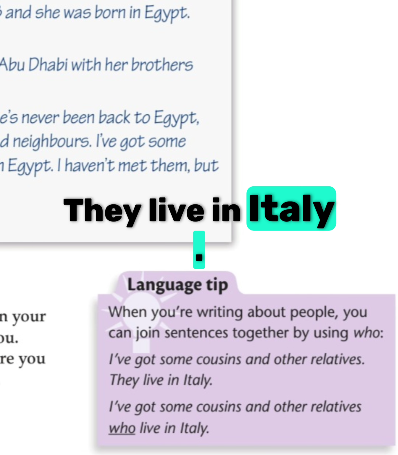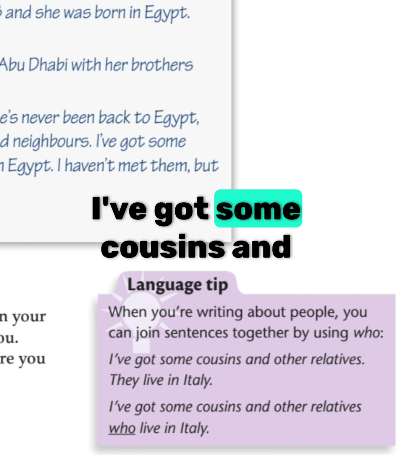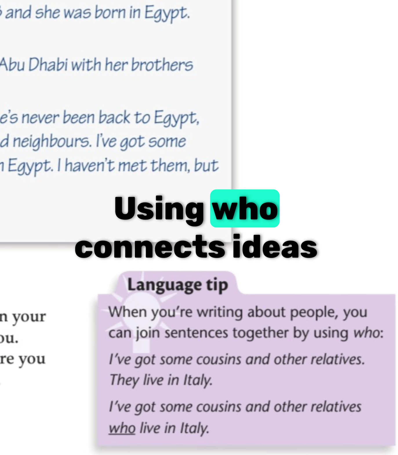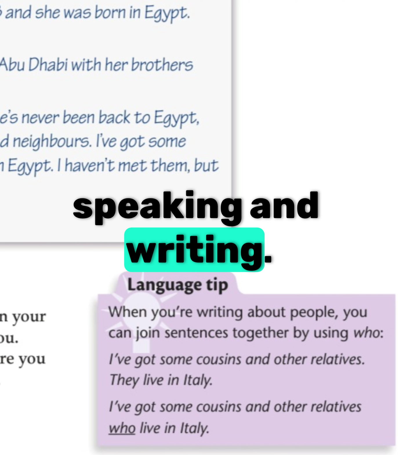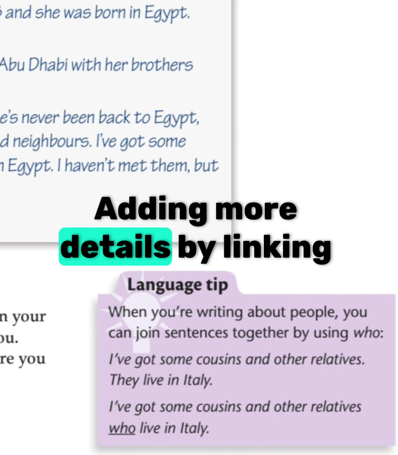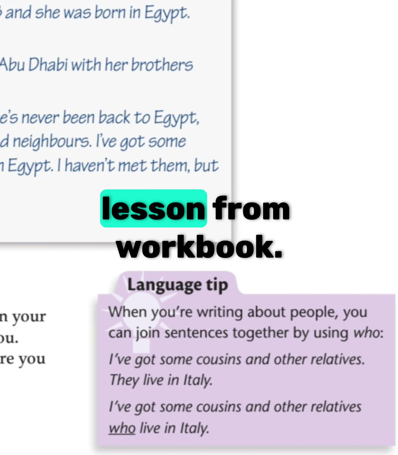They live in Italy. We can combine these sentences by using who. I've got some cousins and other relatives who live in Italy. Using who connects ideas smoothly, which is helpful in both speaking and writing. Try this when describing family members, adding more details by linking sentences with who. The video will continue the lesson from Workbook.